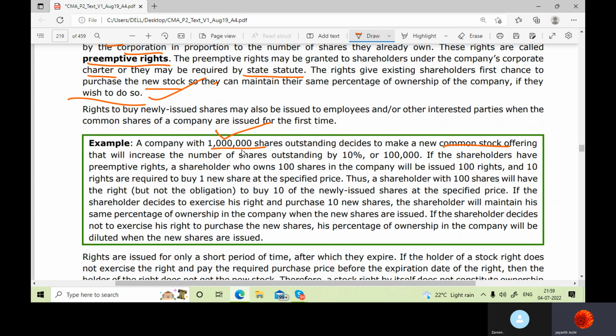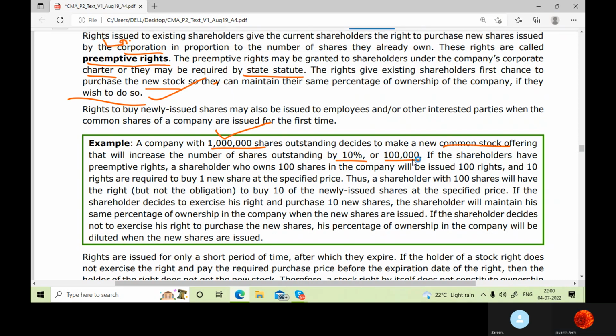So a company with these many shares outstanding decides to make a new common stock offering that will increase the number of shares outstanding by 10%. Okay, so the company already has 10 lakh shares outstanding. They want to issue more, 10% of this existing capital. So 1 lakh more shares they have to issue.